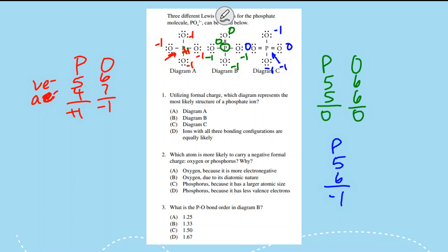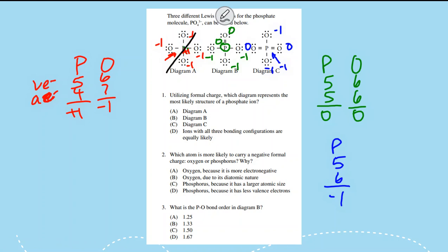Following our rules, we just said we want the ones with most zeros. So which one can we automatically kick out? A is gone. Like, we don't need to even consider that. This one has 2 zeros and 3 -1s. This one has 2 zeros and 3 -1s. But which one is the better structure?